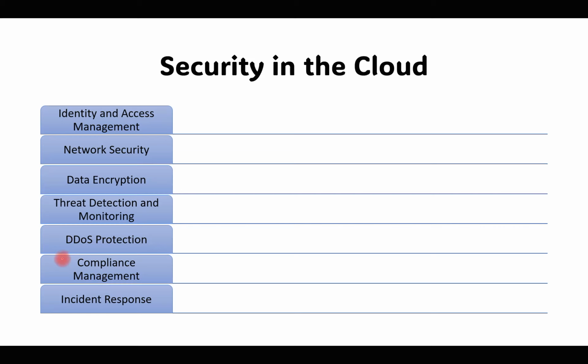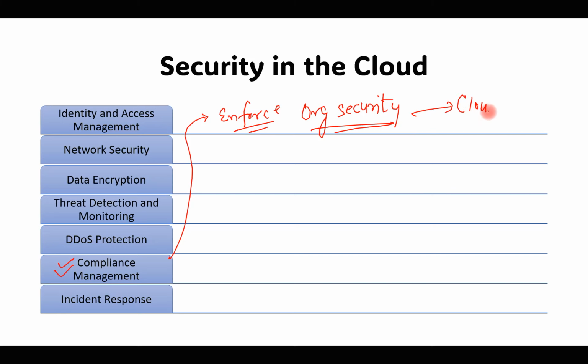Now let's talk about the next vertical, that is compliance management. So what is it? It enforces organization security. Once we enforce organization security, that will help us to be compliant. So it enforces organization security policies and compliance standards within the cloud environment. Whatever your organization is following in terms of security, compliance, and standards, you can implement those on the cloud resources or cloud environment.